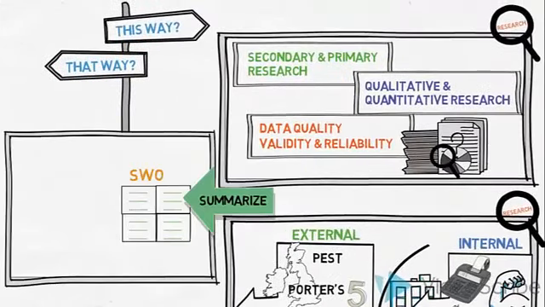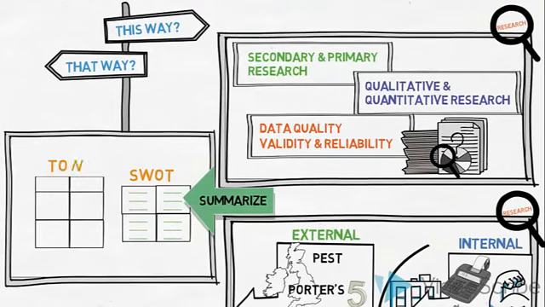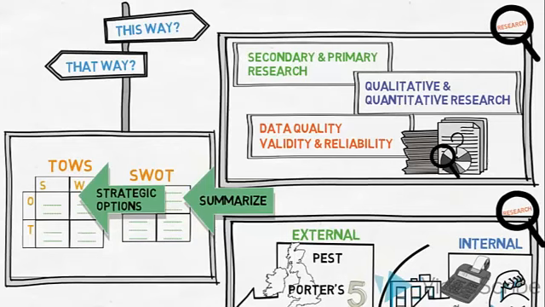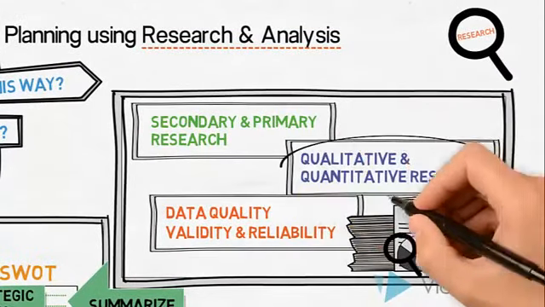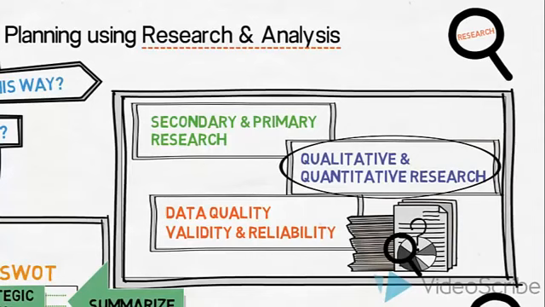And ultimately, they might summarize all their research in a SWOT analysis. This might be followed by a TOWS model in order to identify several strategic options to choose between. This will enable them to make informed strategic decisions about which direction to take. Qualitative and quantitative research is what we will address with this video. So what is qualitative and quantitative research, and how could we go about using these two types of data?